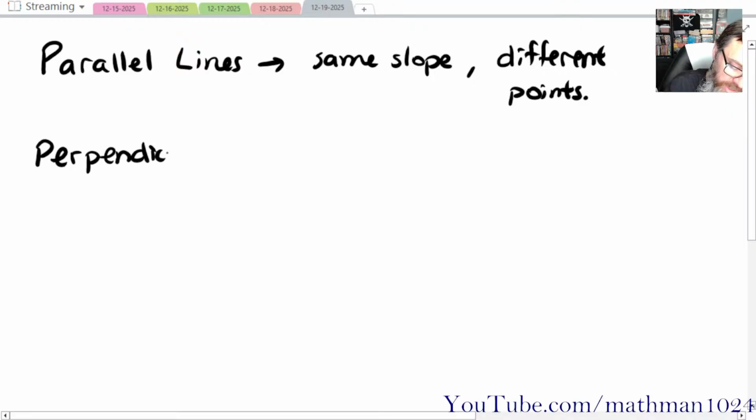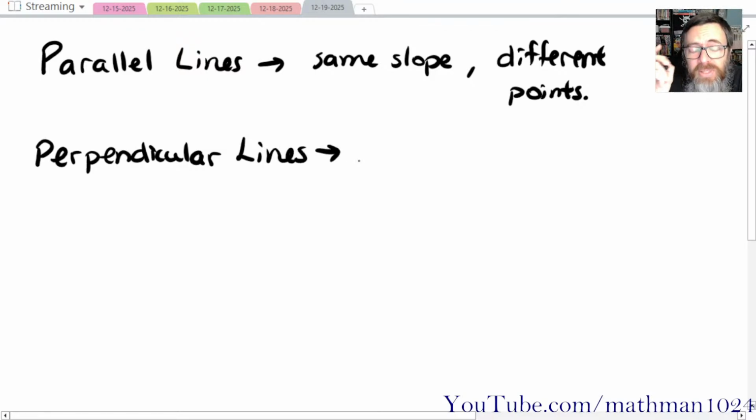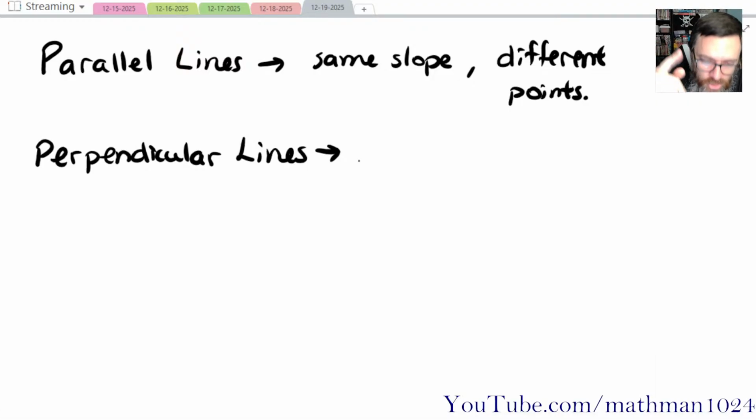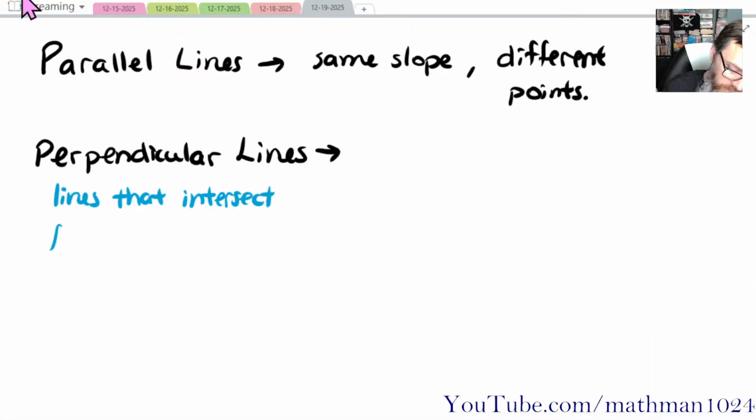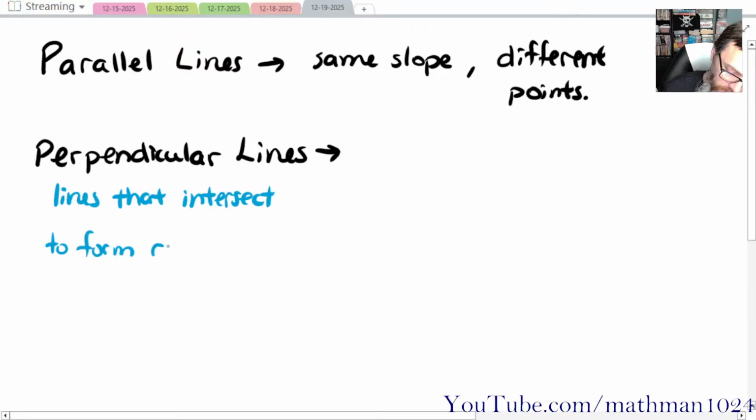For perpendicular lines, students may say, oh, these are lines that cross. True, but there's more to it than that. They intersect to form right angles. So let's make a little note here. So these are lines that intersect to form right angles.